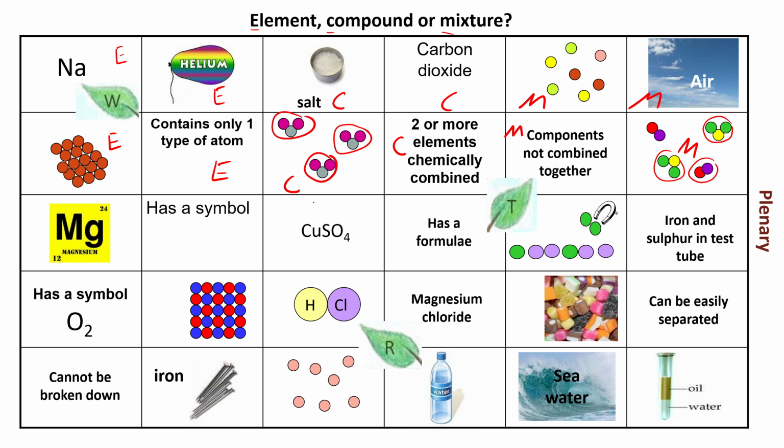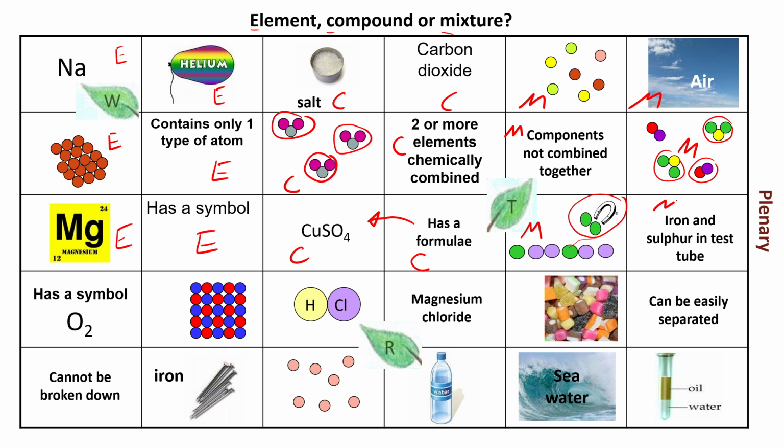They are mixed together. Magnesium, that's an element, has a symbol. If it has its own symbol, it has to be an element. Like magnesium, its symbol is Mg. Copper sulfate, that is a compound. Has a formula. If it has a formula, it must be a compound. Just like that is a formula for copper sulfate. Here, this is a mixture. Notice the magnet is picking up these, but leaving some behind. So this has to be mixed together.